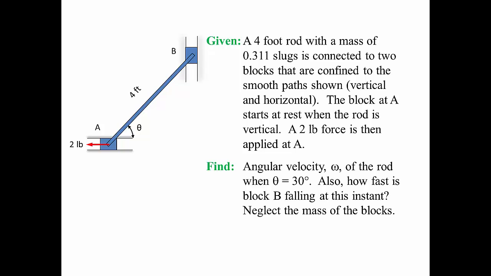Here's an example. If I have a 4-foot rod with a mass of 0.311 slugs and it's connected to 2 blocks that are confined to the smooth paths that are shown, vertical and horizontal paths, the block at A starts at rest when the rod is vertical, and then we apply a 2-pound force at A. Let's find what the angular velocity is of the rod when the angle theta equals 30 degrees. Also, let's see if we can figure out how fast block B is falling at that instant. We're going to neglect the mass of the blocks in this problem.